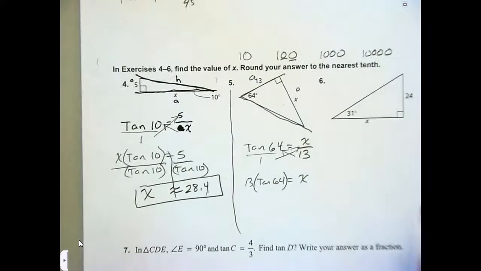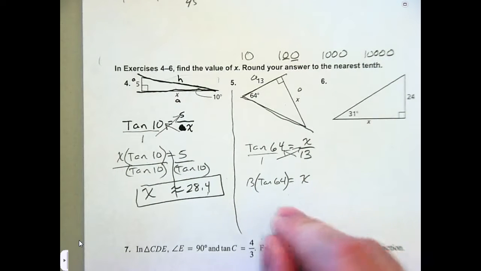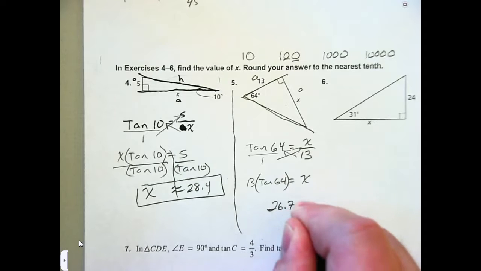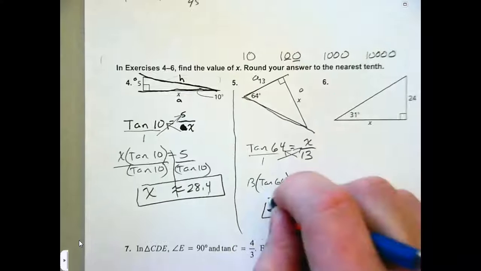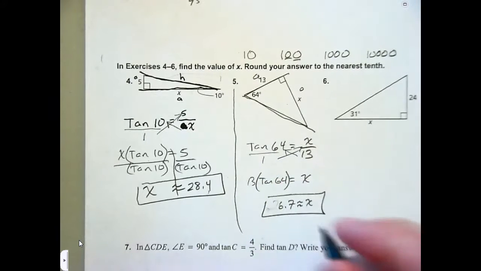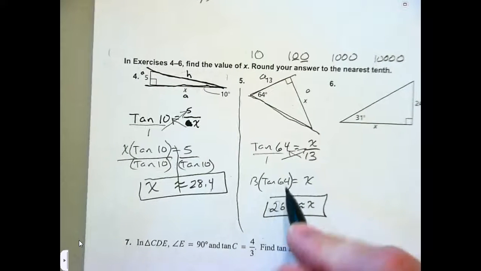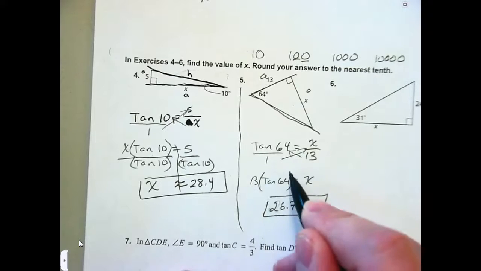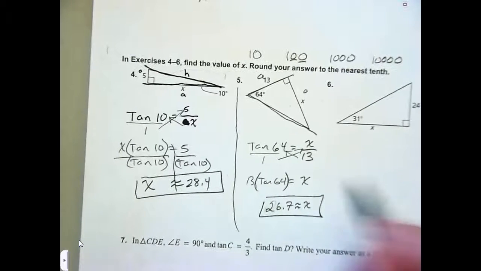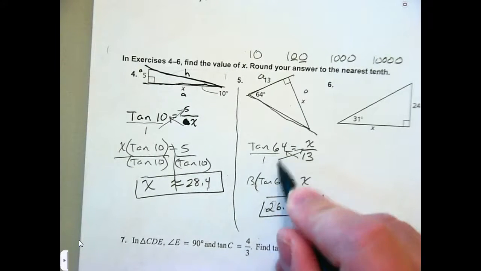Okay, 13 tan 64. We get 26.7. Anyone else get 26.7? Yeah. All right. Hey, notice I put tan 64 in parentheses. You don't have to. It just helps me remember that that's a numeric value. So this is 13 times that, 1 times that.